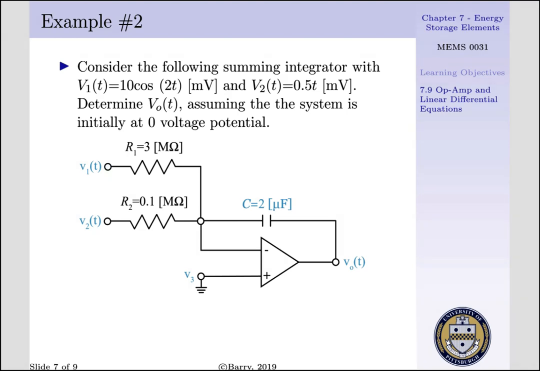Let's consider a situation where we have two voltage inputs. We want to integrate the sum of these signals. Our first voltage input, v1 of t, is equal to 10 cosine 2t, and v2 of t is equal to 0.5 of t. We want to determine v out, assuming the system initially has 0 voltage potential, given that the resistance of v1 is equal to 3 megaohms, and the resistance associated with v2 is equal to 0.1 megaohms, where our capacitance is equal to 2 millifarads.